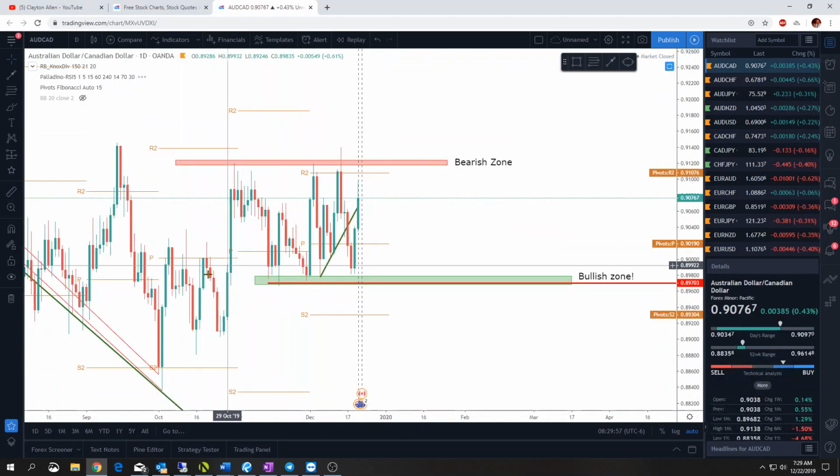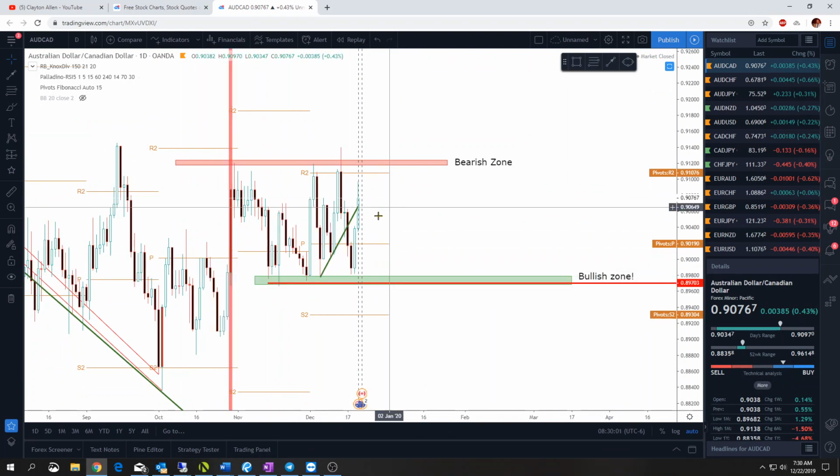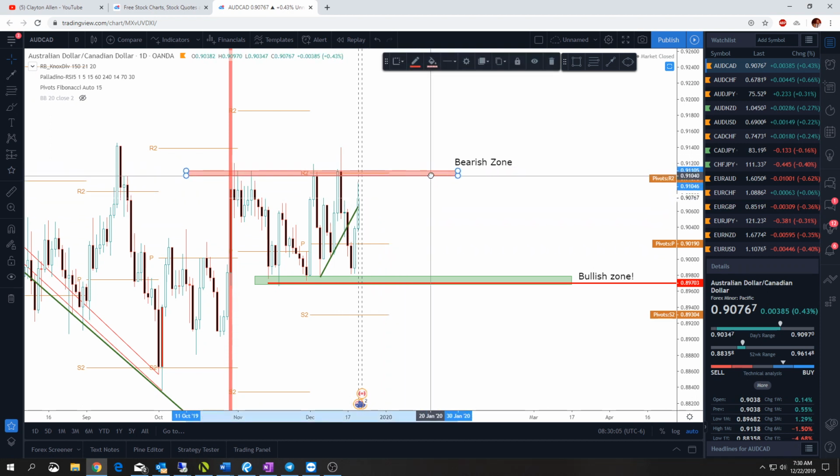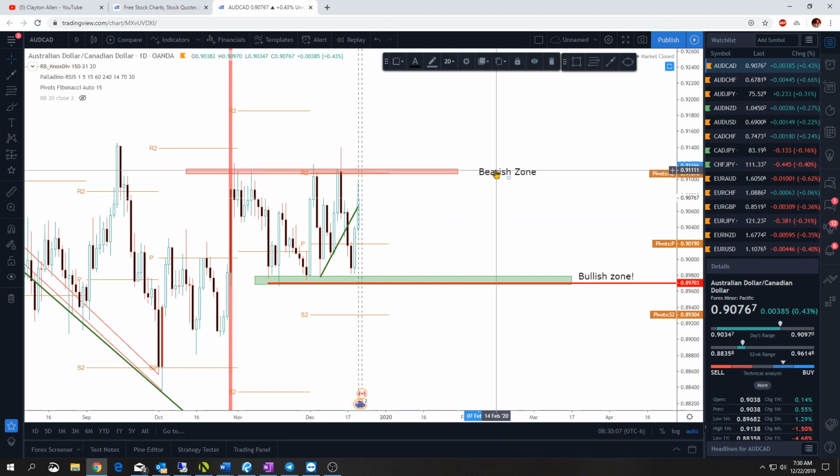Australian dollar, Canadian dollar, again, came down to our bullish area last week, and now it's rip-roaring up. I kind of like if we get to this R2 level, getting bearish again, seeing if we're going to get a really good sideways channel to play some future back and forth trades and soak up some pips.